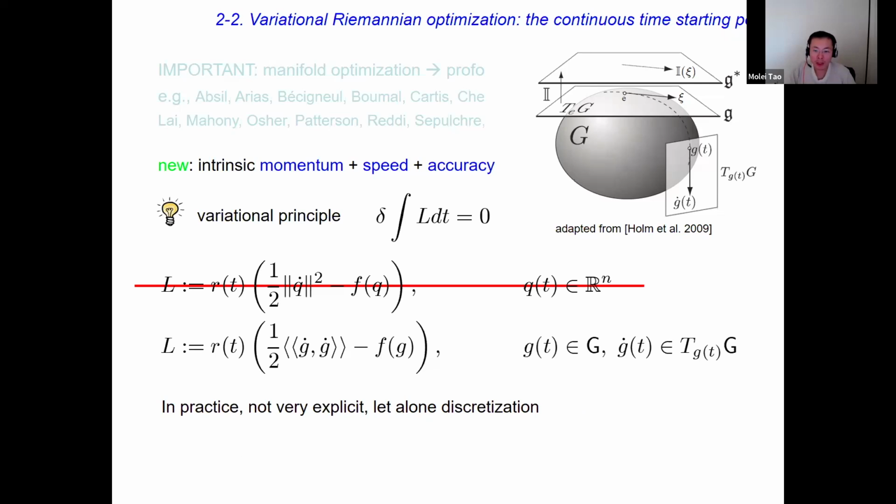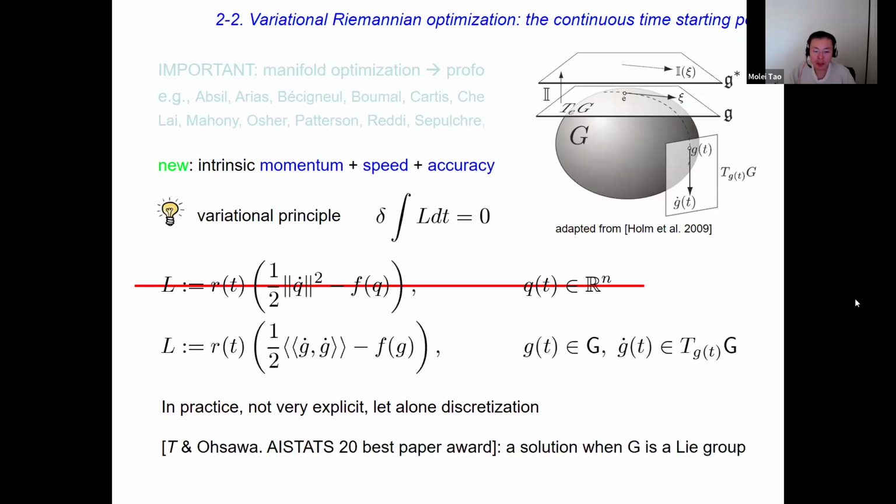So that's why we will actually adopt a different approach. In this paper joint with Tomoki Ozawa, we had a solution if G, this manifold, actually has an additional group structure. In that case, you have a Lie group and you can do cool things. The technique we will be using is called trivialization.